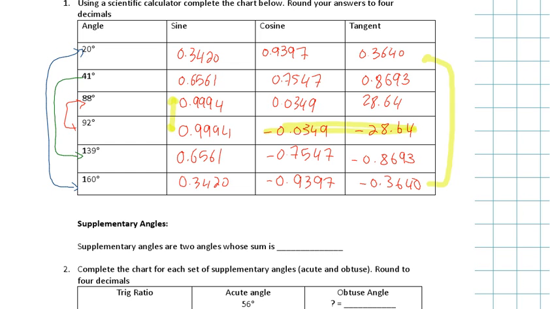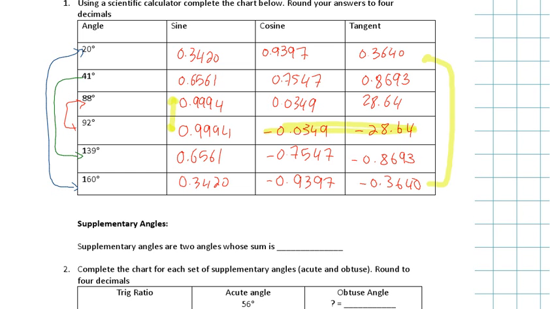They all add up to 180, right? And if they add up to 180, then they're going to have the same ratios, except the obtuse angle is going to have negative cosine and tan, but the sine is going to be positive. After 92 degrees, the numbers go negative, but they are the same numbers. That's correct. Cosine and tan are negative, only the sign changes.